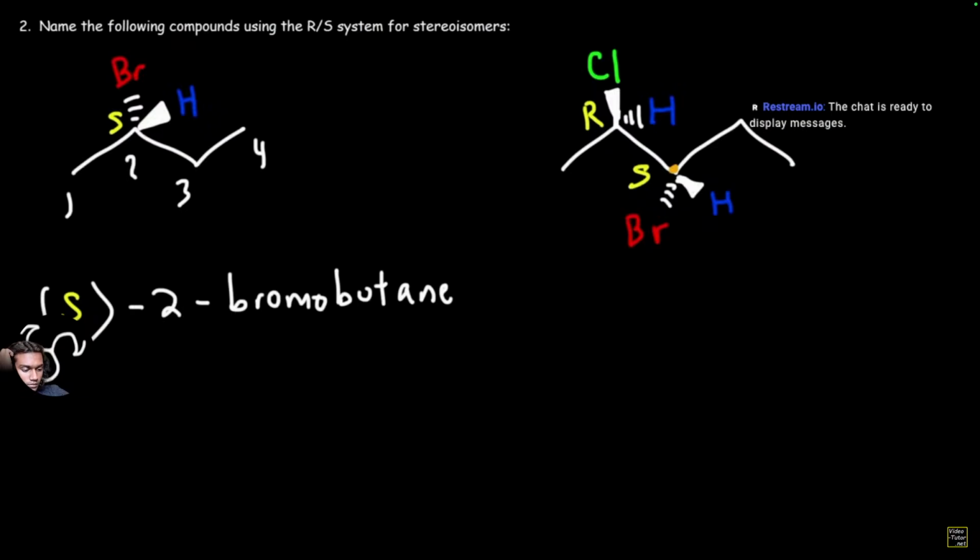Now that we've assigned the configuration to each chiral center, we can name this stereoisomer. So we need to number it from left to right. So the substituents will be on 2, 3, as opposed to 3, 4. Now, on carbon 2, we have the R configuration, so this is going to be 2R.